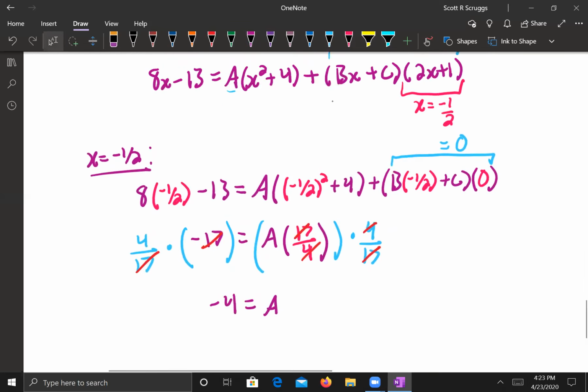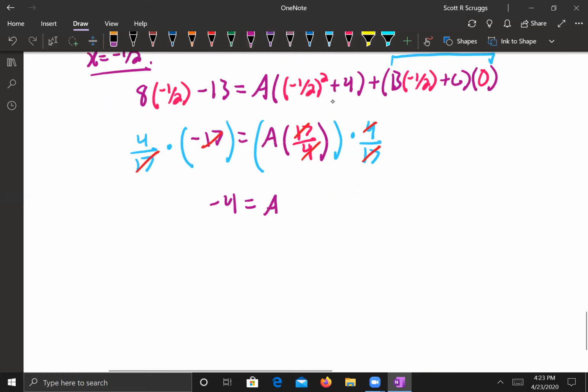So with this method of plugging in values that we don't know, note that it might be harder now because x squared plus 4, that's still a little bit harder to figure out what makes that 0. Bx plus C, there's no way to know that unless you know what B and C are. So here's how I could go about that. And I'll pull that equation back up.